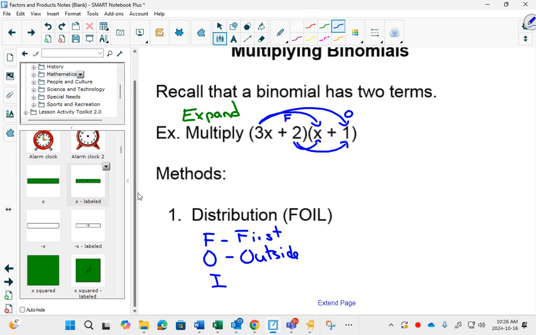If O is outside, any guesses what I stands for? Inside one. That's right here. I multiplied the inside ones. And any guess what the L stands for? The last one. So it's just a way of remembering to distribute. And FOIL has 4 letters, so you know you have 4 arrows that you have to do.